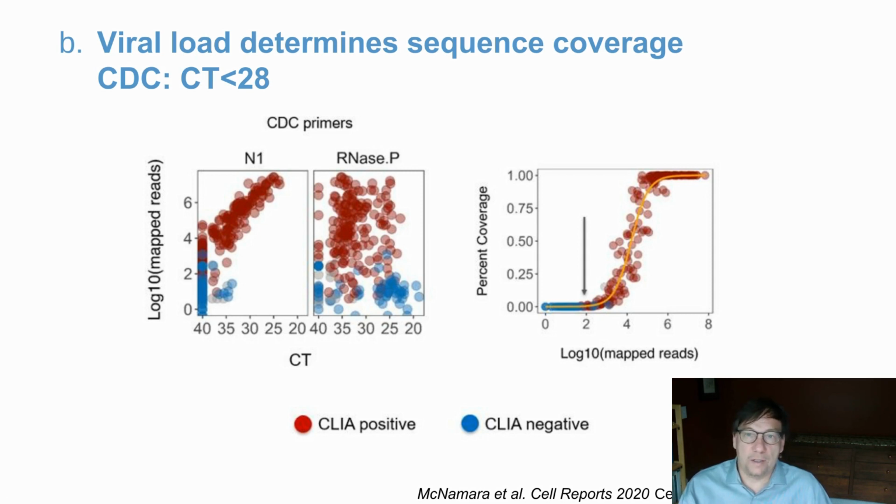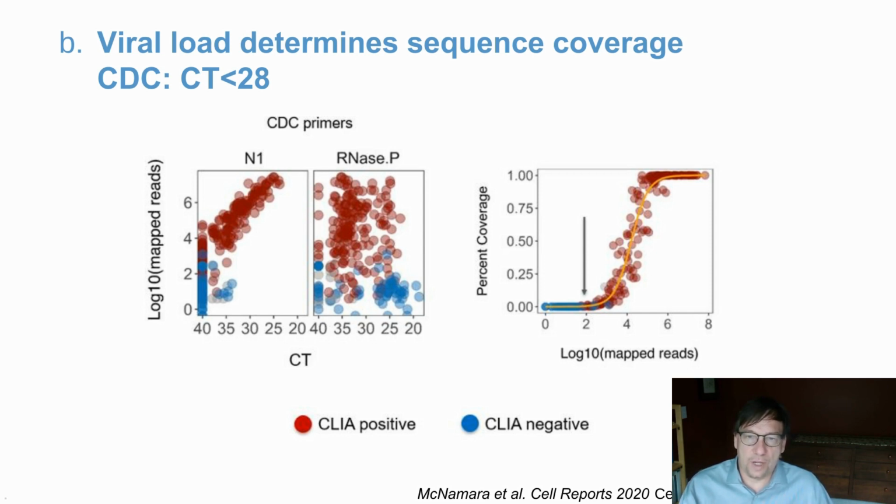B, viral load determines sequence coverage. And the CDC actually has guidelines that suggest that a CT of less than 28 by any system is required before they will submit a sample to sequencing. The panels here show you the relationship between the CT value and the number of mapped reads on a log 10 scale. If you look on the left panel, these are the CDC primers for SARS-CoV-2. The coloring shows the result of a clear test for positive and negative.